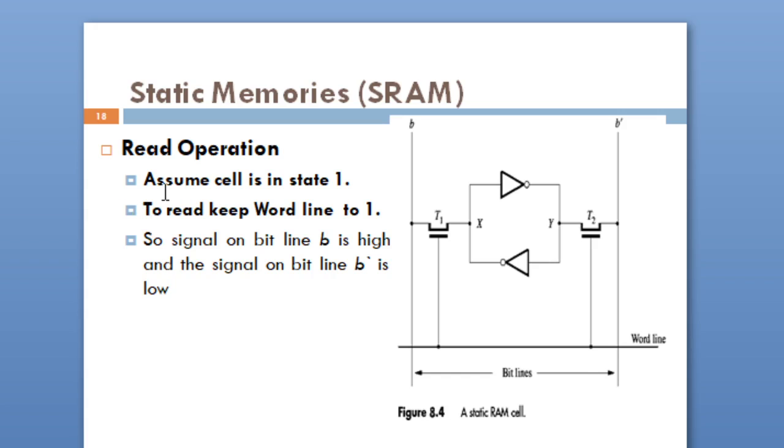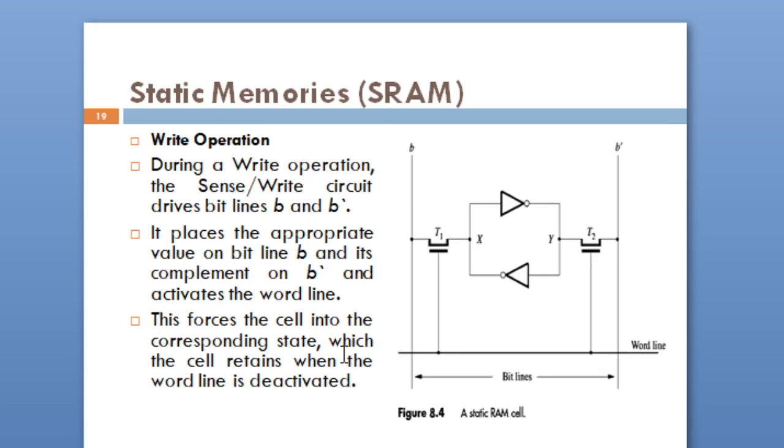Now, how exactly are the read operations done in this static RAM? Assume the cell is in state 1. To read, keep the word line at 1. So the signal on bit line B is high, and the signal on bit line B dash will be low. If you want the logical value to be 1, then the bit line B value will be high and B dash will be 0. That means it stores logical value 1.